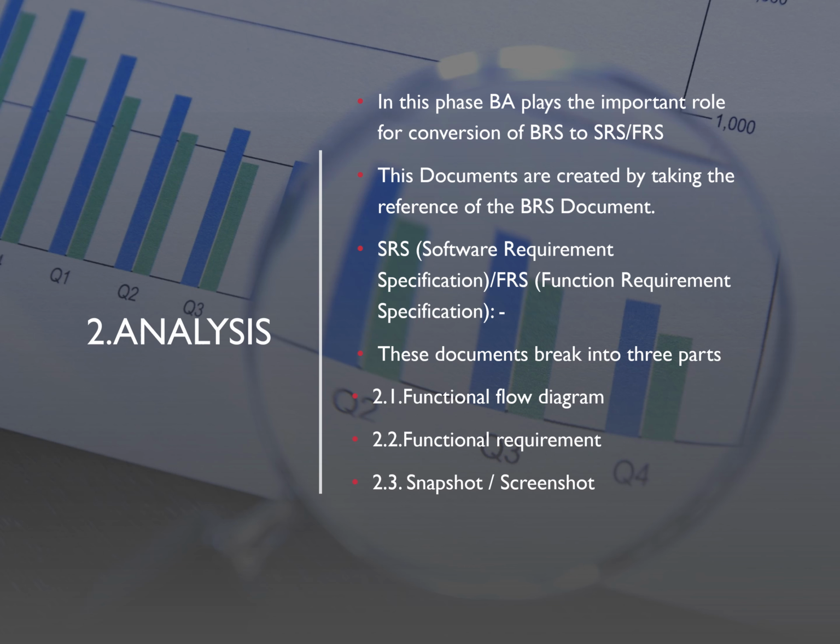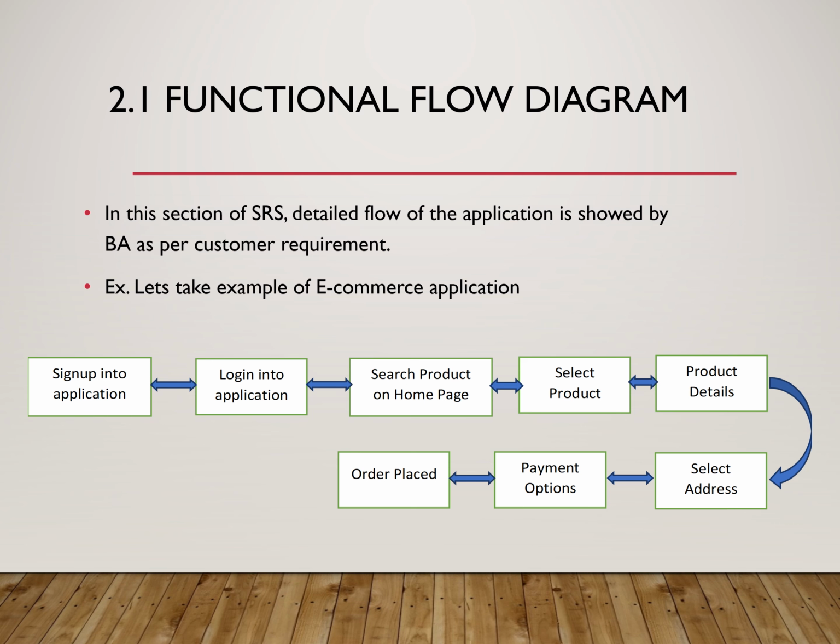These documents break into three parts. First part is functional flow diagram, second part is functional requirement, third part is snapshot or screenshot. Let's see all these parts in detail. First part is functional flow diagram. So in this section of SRS, the detailed flow of the application is shown by the business analyst as per customer requirement.